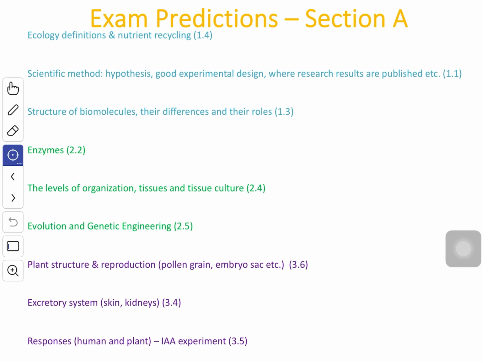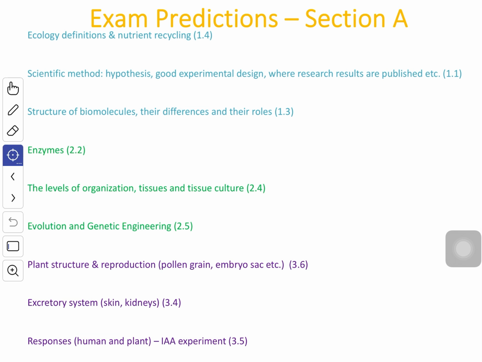Unit 3, plant structure and reproduction. I feel like this could come up this year. It's been a while. Human reproduction has been coming up lately, but being able to know about the pollen grain, embryo sac, so the plant sperm, plant egg being produced, the excretory system, so the skin and the kidneys, and then responses in both human and the plant. So the IAA experiment, it's come up as an experiment in previous years, so I think this could move again to a short answer, long answer style question.